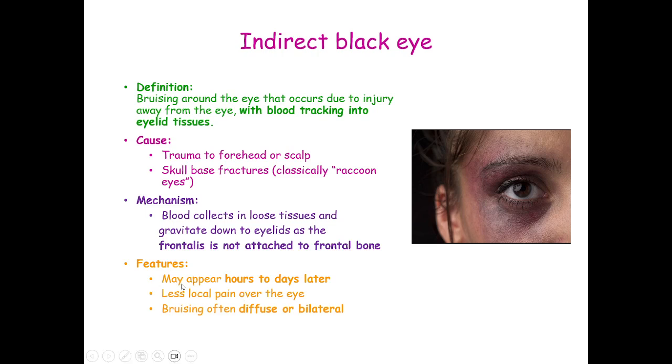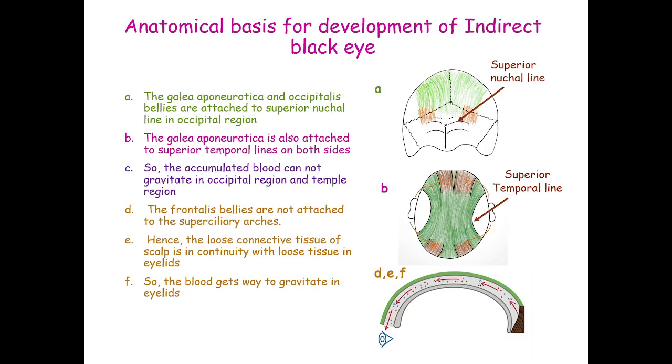The specific feature is that the indirect black eye develops hours to days after the injury. Maybe after 24 hours it will develop. Less local pain is present over the eye. The patient won't say that I am having pain around the eye or in the eyelids. The bruising will often be very diffuse. First, it will involve the upper eyelid, then it will involve the lower eyelid, and it could be bilateral if there is too much bleeding. Now, what is exactly happening here?